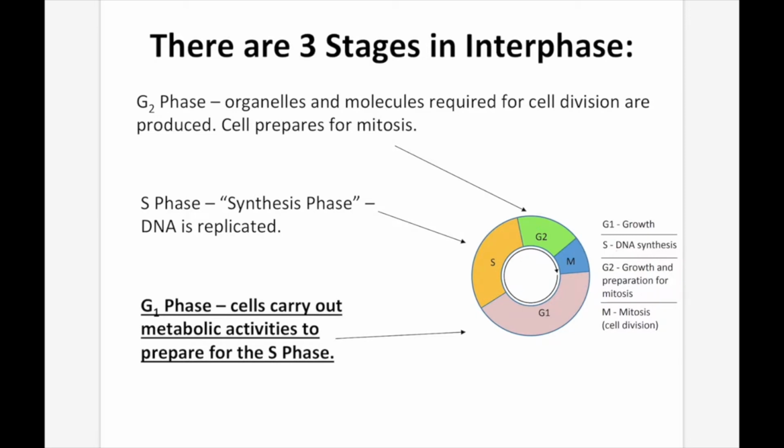So G1 phase, that's when the cells carry out the metabolic activities to prepare for the S phase. Then we have S phase, which is otherwise known as our synthesis phase, where we're going to synthesize or replicate our DNA. And then we have our G2 phase, where organelles and molecules required for cell division are produced. And this is where our cell is fully preparing for mitosis.